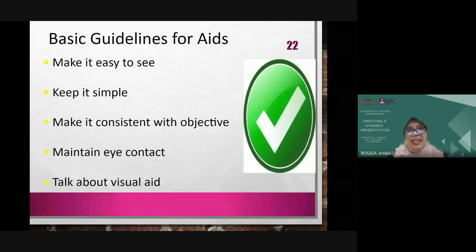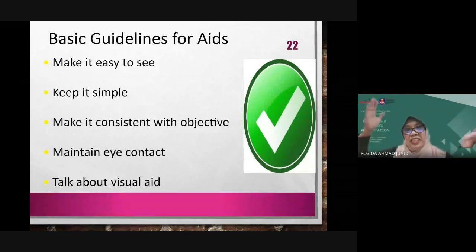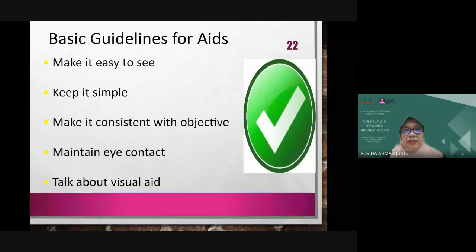Okay. Some basic guidelines for aids. Make it easy to see. Keep it simple, consistent with the objective. Right. Eye contact, and you have to talk about the visual. Don't just present it, especially when you're presenting visual aids like diagrams, right? On diagrams just now, remember just now I gave you the diagrams on the memory, how much people remember. Remember just now I went through every single bar graph, right? Every single bar there. So this is for verbal, this is for visual, and what is the percentage for verbal and visual. So make sure when you have that as your visual aids, explain it to the audience. Don't take long to explain it, but do explain it a bit, what your graph is all about. Okay, if you do have a bar graph or pie chart as your visual aids.